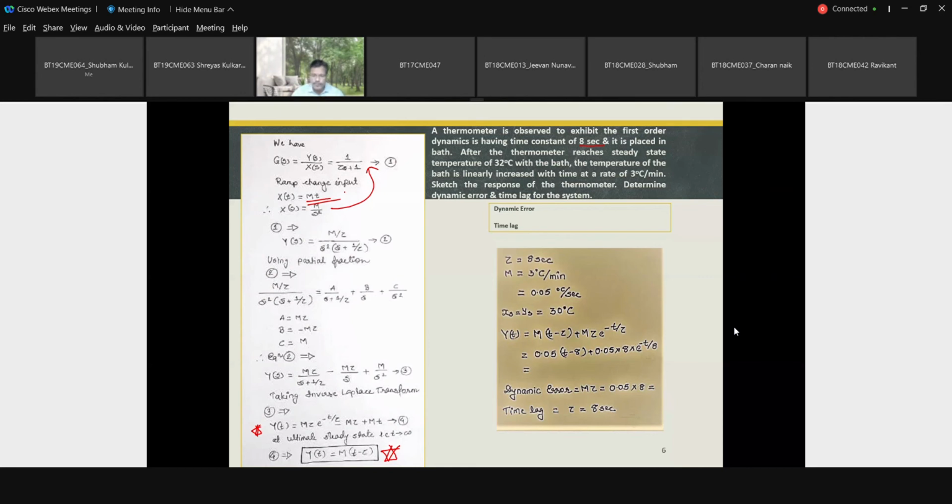Okay. So the dynamic error, क्या होता है? डायनामिक एरर ये होता है कि it is a difference. Dynamic error, we can say that it is a formula x(t) minus y(t). The value of x(t) and the value of y(t) at steady state.